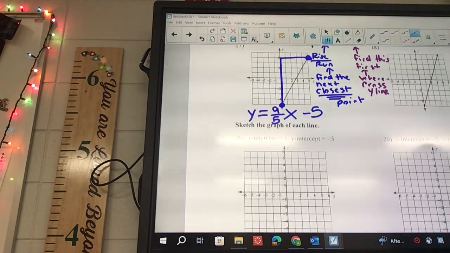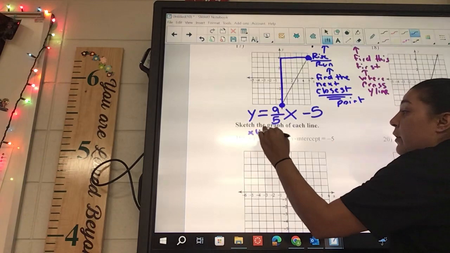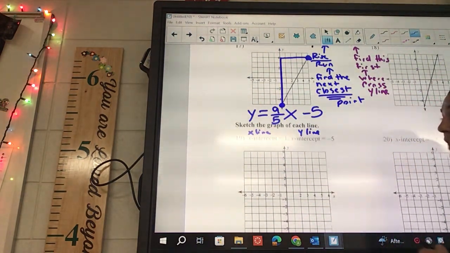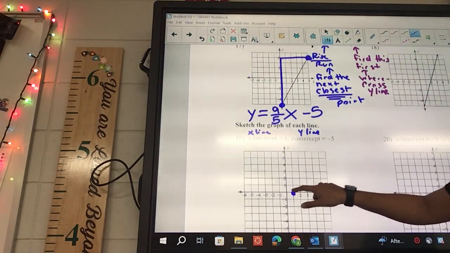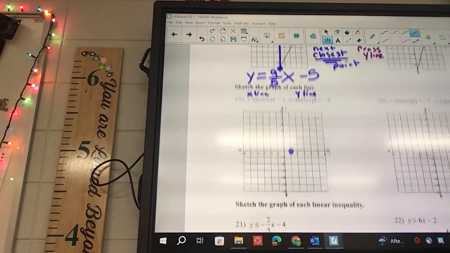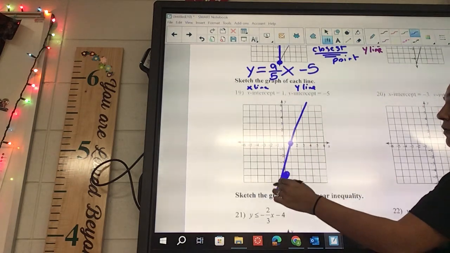Okay, 19 says sketch the graph of the line. So the x-intercept, this is on the x line. There's really not much for me to say other than go to the x line and go to the 5. Same thing, go to the y line and go to the -5. So if we go to the x line, we're going to go to 1 and put a dot. On the y line, I'm going to go to -5 and put a dot. And then you're going to connect your 2 dots and draw your line.